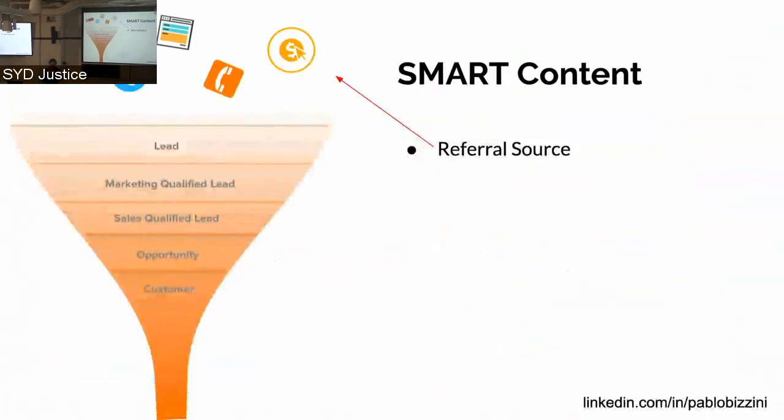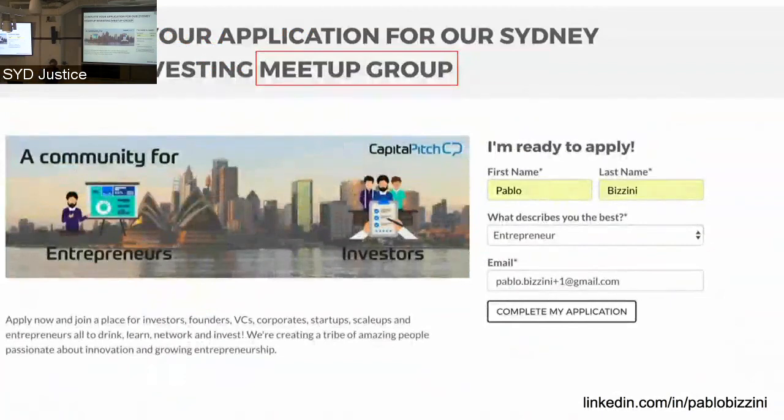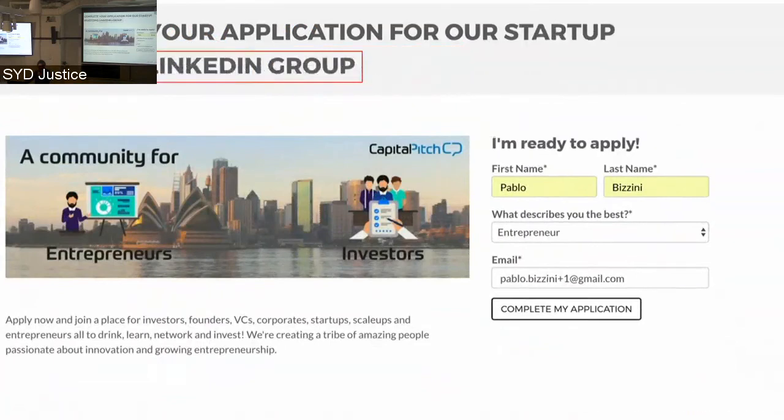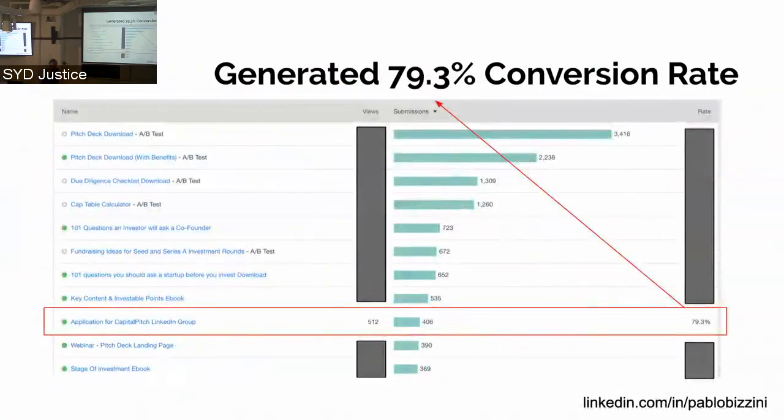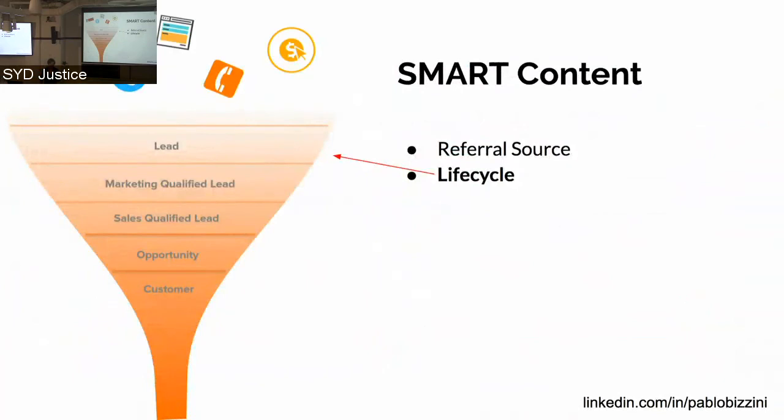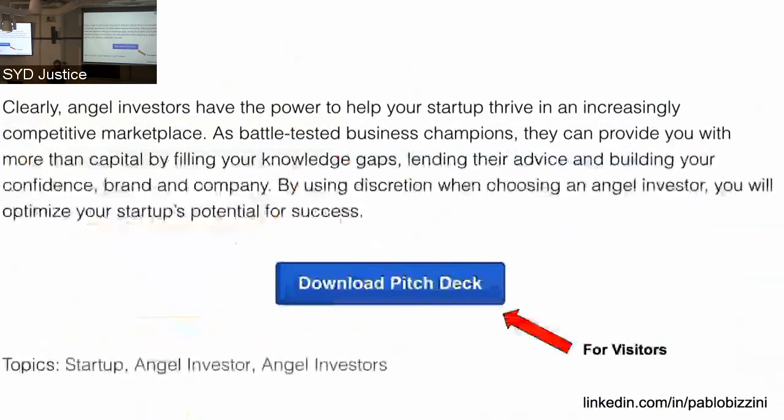So I'll give you an example we did for referral source. We had this meetup group and this page with the meetup group in the title, and we just changed the title to LinkedIn group for people coming from LinkedIn. And just with this little trick, we got a 79.3% conversion rate on the page with cold traffic that had never been here before. And another example for lifecycle. We had this blog where, for normal visitors that we don't know anything about, we have them download the pitch deck, which is our main lead magnet. We had something like 6,000 downloads.